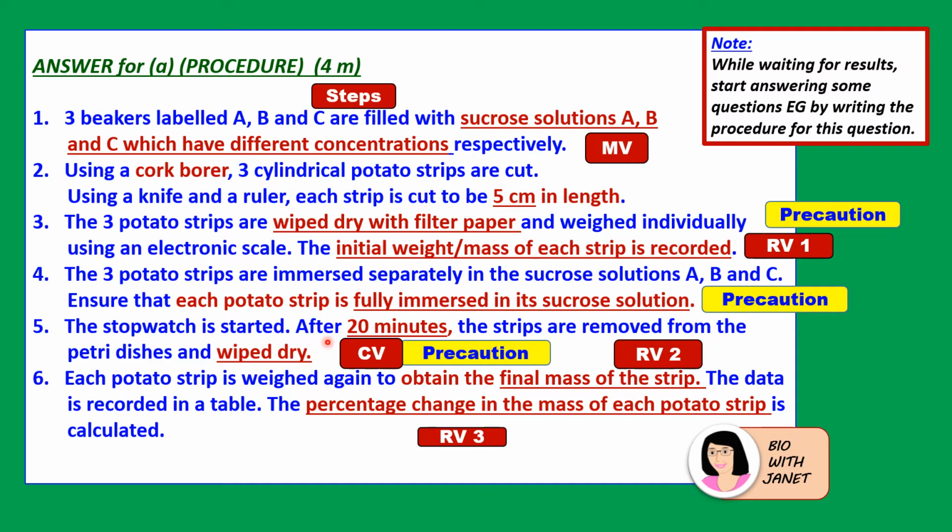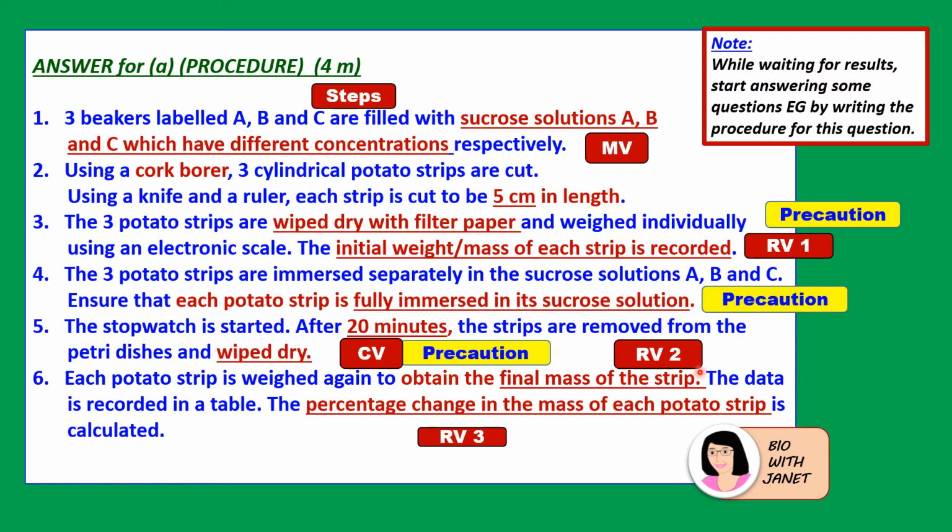The stopwatch is started after 20 minutes. The strips are removed from the petri dishes and wiped dry. Okay, so the precaution is mentioned again, but actually it's the same as the number 3. Now, the important thing is that 20 minutes is stated here. So this is how you handle your constant variable. You fix the time for soaking or immersing the potato strip to be 20 minutes, right? This must be mentioned.